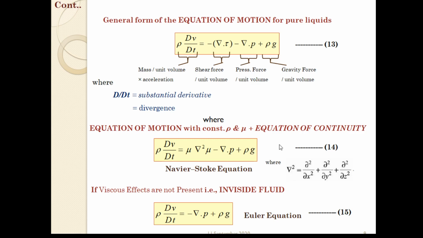Okay, so for the special case of the equation of motion when rho and mu for the fluid are constant, we get the Navier-Stokes equation, and that is the one which we are going to use in all our subsequent studies of motions. There is one more simplification that can be thought of, that is when the viscous effects are absent. For the inviscid flow, we get the Euler equation: rho dv/dt equals minus divergence P plus rho g.